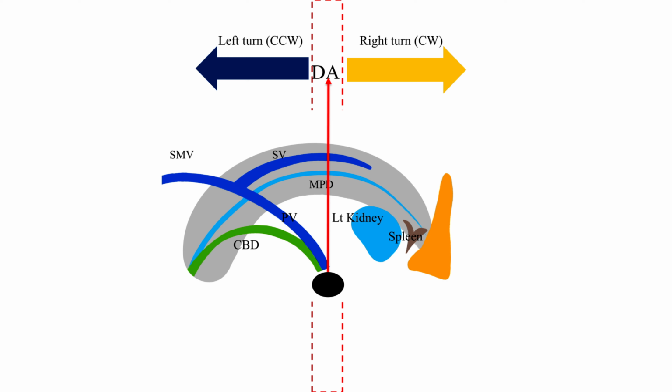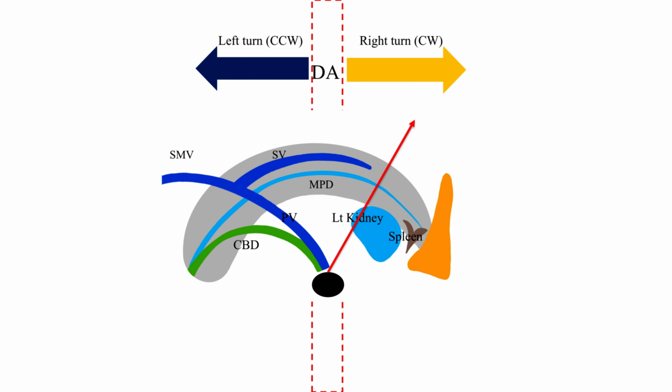Now, this schematic illustrates how we visualize the pancreatobiliary anatomy with EUS. The descending aorta is located midline. It divides the right and left portions. By rotating the scope counterclockwise or clockwise, we can bring different structures into view. Using this figure, I will now explain these relationships in more detail.